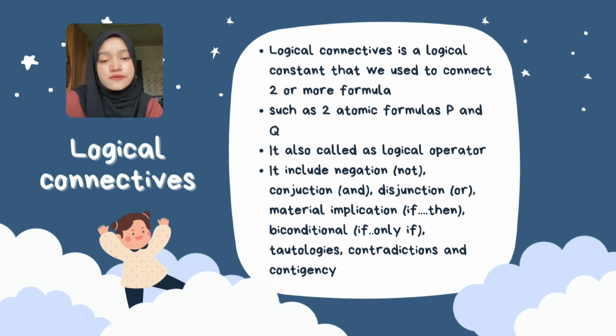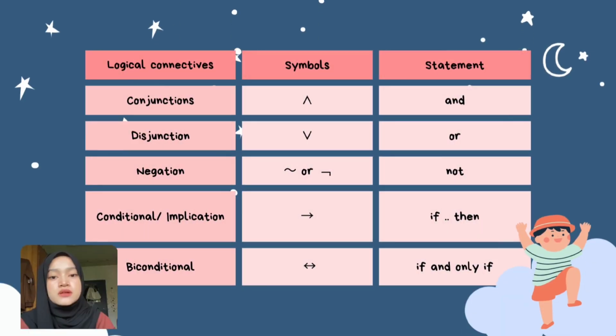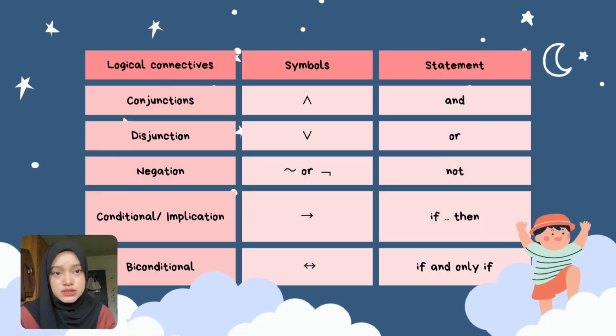So these connectives help us create more complex statements from simpler ones, making it easier to analyze or express logical ideas. Logical connectives are tools in logic to connect statements. This table shows the main connectives, their symbols, and their meaning. So the first connective is conjunction, represented by the symbol, which means and.